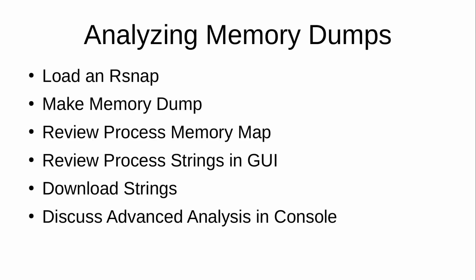Let's do a quick overview of memory dump analysis in REnigma. First, we will select an rsnap to load. Then, we will make a memory dump at that rsnap. Then, we will examine the memory map of the malware executable process at that rsnap execution point. We will then also view the strings in that process at that execution point.